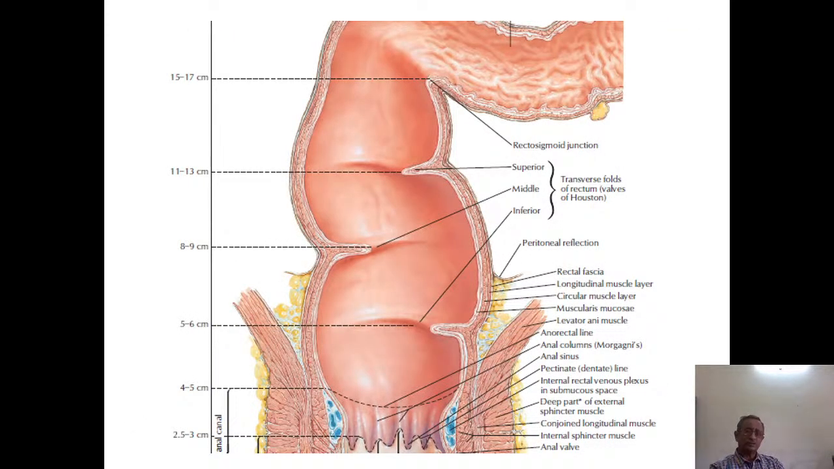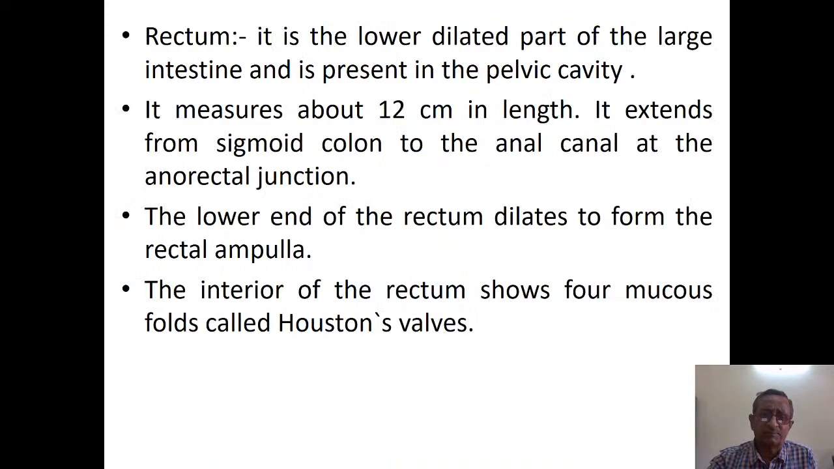So the rectum, rectus means straight. Rectum is a straight structure which is used for storage of the fecal matter. And here we are seeing the valves of Houston. We are seeing a superior, middle, inferior, and these are transverse folds of the rectum. These are the valves of Houston. These are there to support the fecal matter in the rectum.